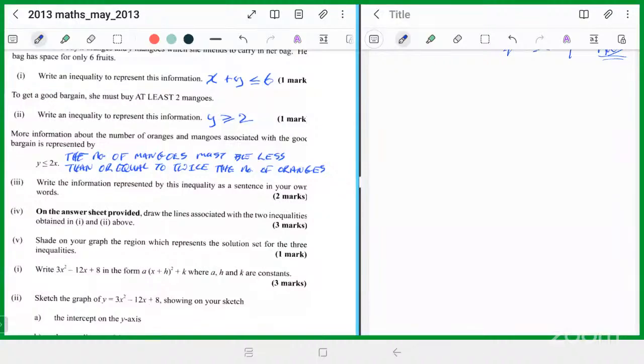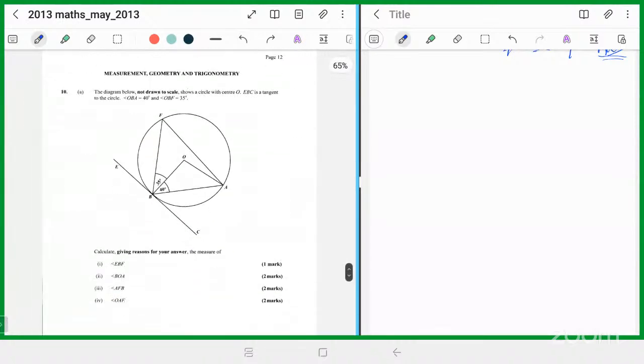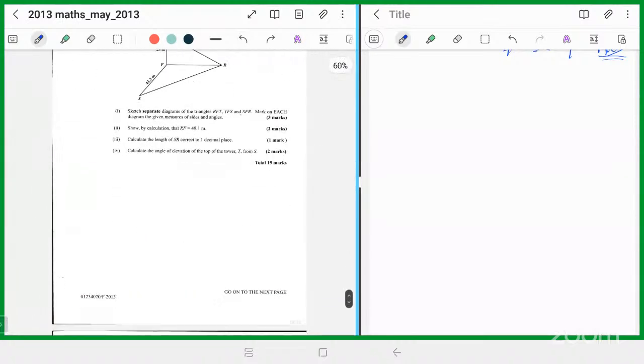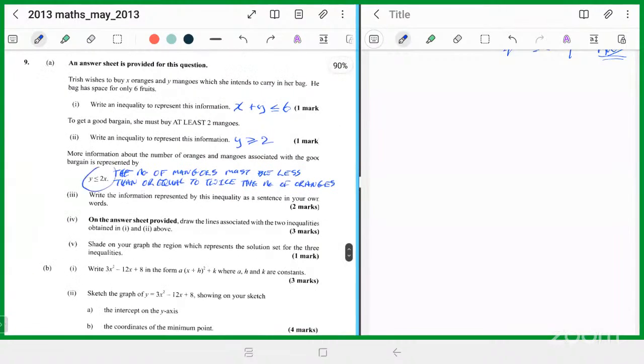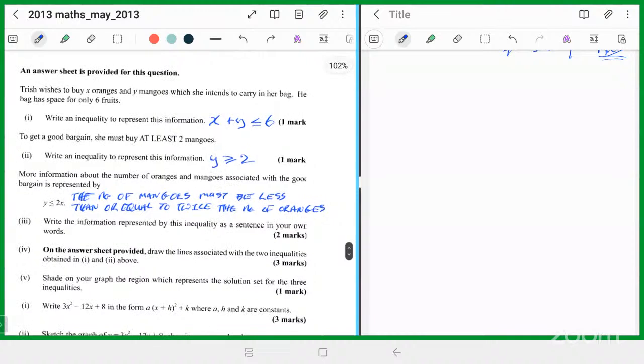It says on the answer sheet provided, draw the lines associated with the two inequalities. I think they gave one in this. When they gave the actual paper, they gave the graph. I'm just going to sketch this. They would also have done this sketch. Let me sketch it.